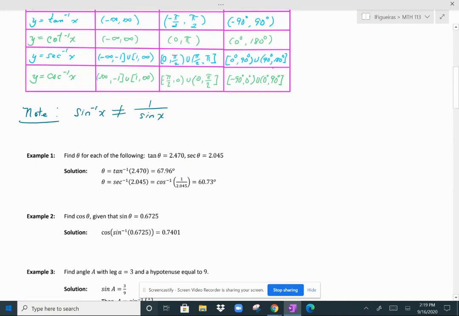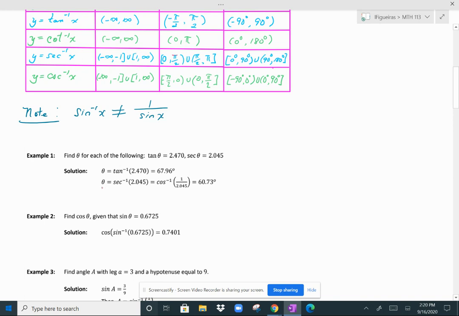All right, so what do inverse functions allow us to do? They allow us to solve for an angle. So if you're given the value of a trig function, you can find the corresponding angle. I am told that tangent of theta is 2.470, and I want to find theta. So I need to use my inverse function, and you would definitely need a calculator for this. So theta is tan inverse of 2.467, and make sure that you have it in the appropriate mode. Here we're going to present it in degrees, so you want to be in degree mode, and that gives us 67.97 degrees. With secant inverse, as I mentioned, secant and secant inverse are not in your calculator.